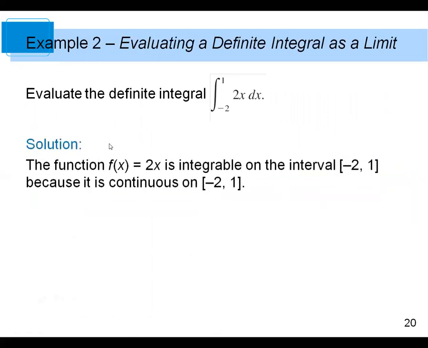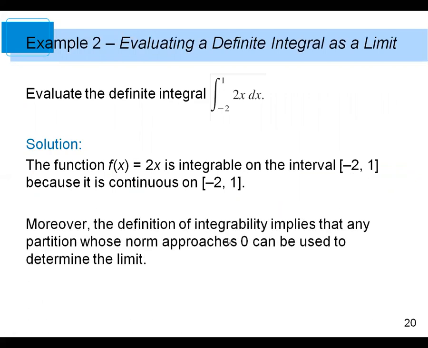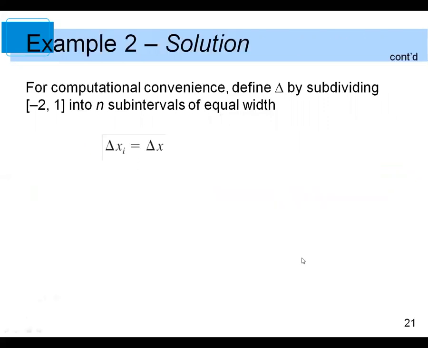So evaluate the definite integral from -2 to 1 of 2x dx. So the function is 2x. It's integrable on the interval -2 to 1 because it's continuous. Moreover, the definition of integrability implies that any partition whose norm approaches 0 can be used to determine the limit. So for convenience's sake, we're going to subdivide it into intervals of equal width. It's usually easier to do equal width. Way back at the beginning of the section when we showed an example with unequal widths, that was just to prove the fact that you could still do it if the subintervals didn't have the same width. But for computational purposes, it's easier if you have subintervals of equal width.